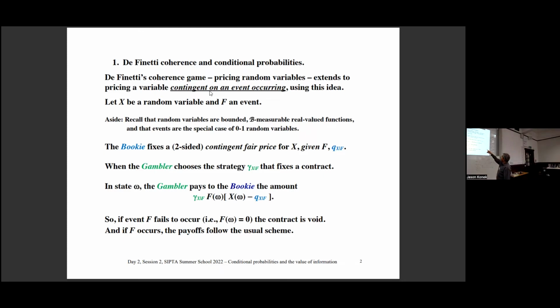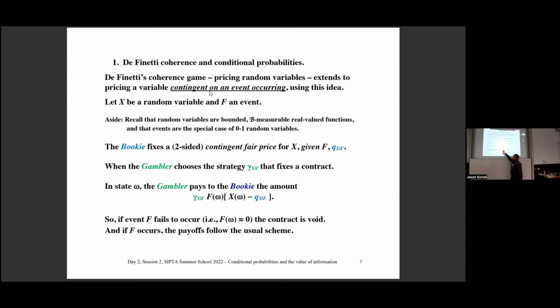The bookie now is asked to give contingent prices for X, given that an event F occurs. And what does it mean to do that? Well, the gambler again chooses strategies that produce a payment for a contract, which, if you look quickly, looks just like what we had before. The difference is there's an indicator variable for F in there. So if I hide that, it looks just like what we had before, only now there's an indicator.